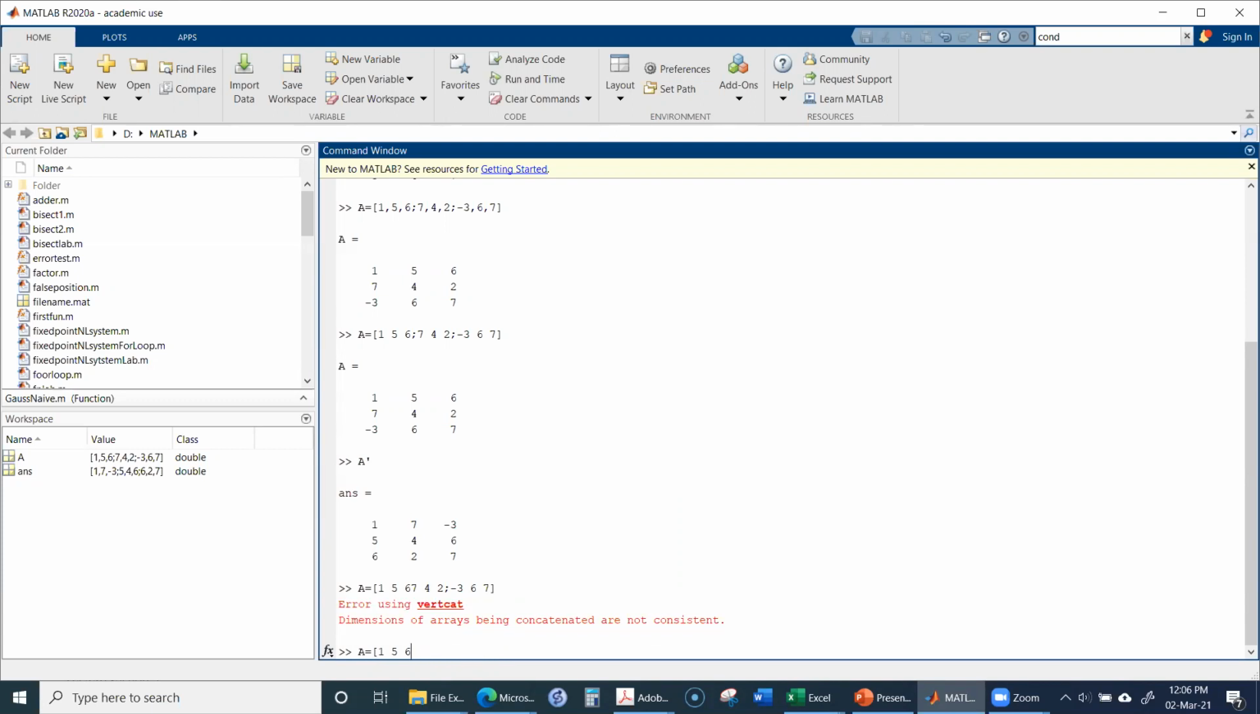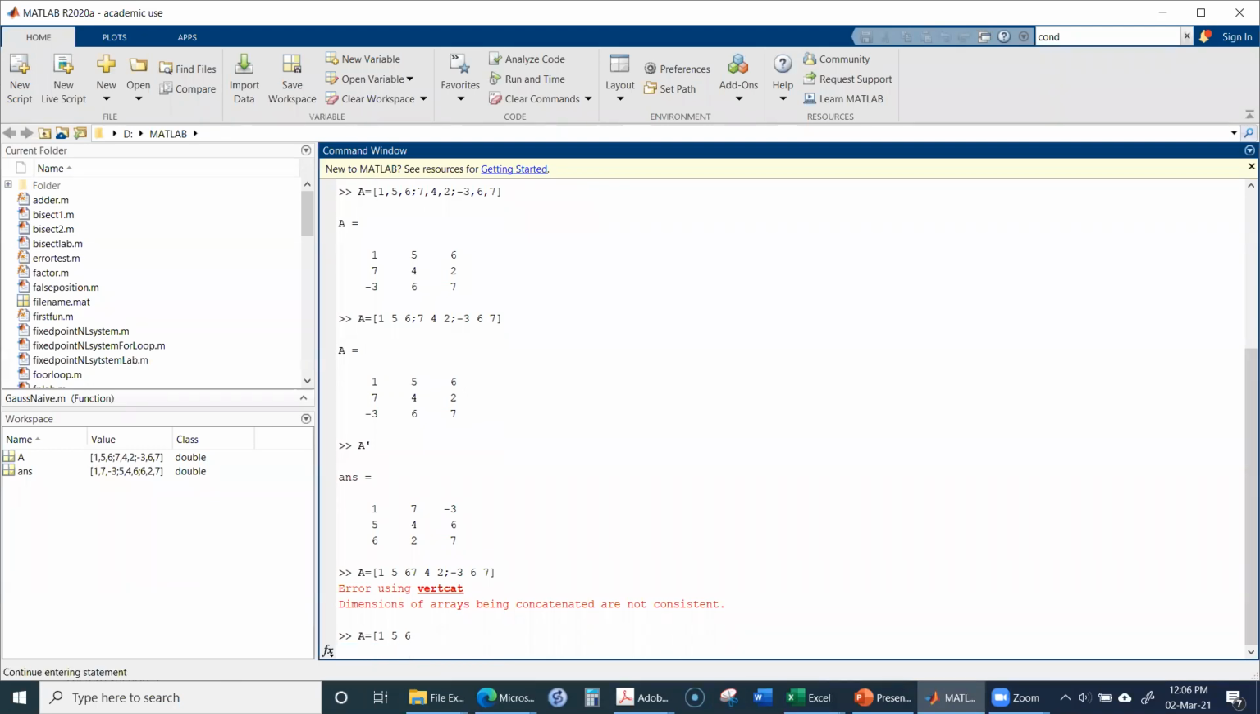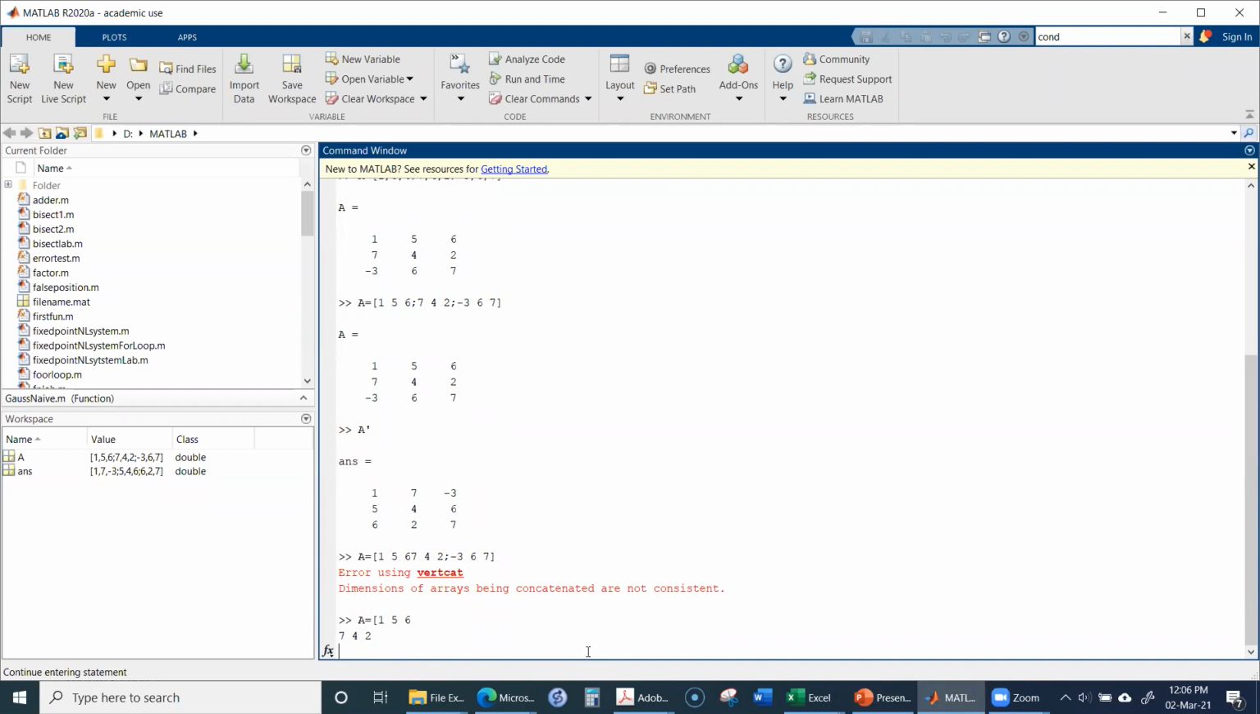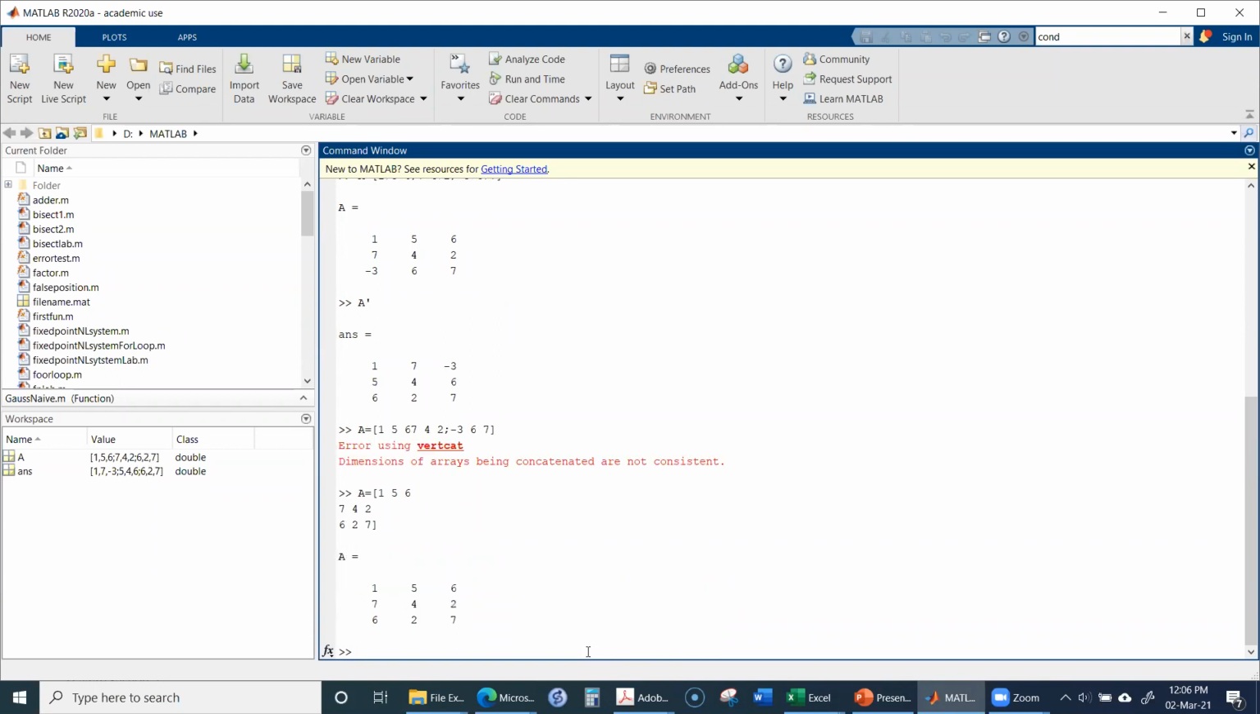You write the first three members and hit enter, and you will see that your cursor goes to the next line. Then you can put the next three members, 7, 4, 2, hit enter again, and then put 6, 2, 7, and then close the bracket. Now hit enter. After closing the bracket, it will show the same matrix as well. So in this way, you can also put it.